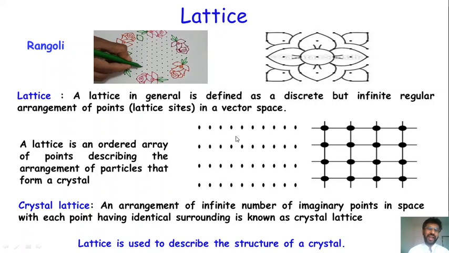Then what do you mean by the crystal lattice? An arrangement of an infinite number of imaginary points in a space, with each point having an identical surrounding, is known as the crystal lattice. Means if we imagine all these imaginary points for the formation of the crystal, which have identical surroundings, those are known as the crystal lattice. Therefore we can say that the lattice is used to describe the structure of a crystal. So what is the basic thing for the formation of the crystal? The lattice is the basic thing for the formation of a crystal.